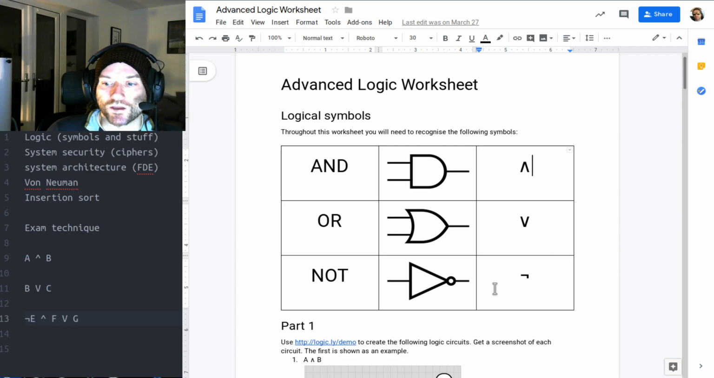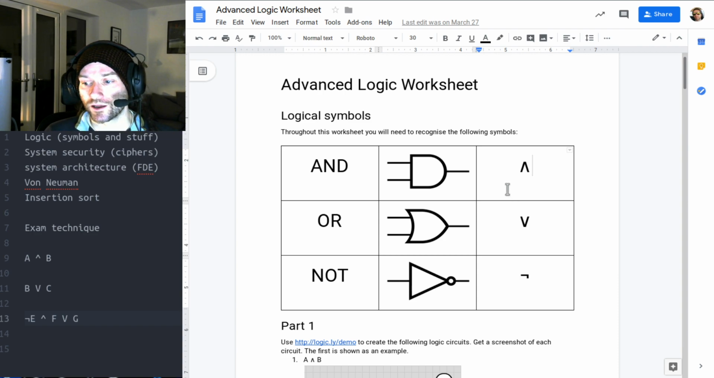Now, Joey was the one that said, can you go over the symbols? I don't know whether you want me to go over the functionality of the gates as well, or you just want me to go over this. The guy who came up with this was like a V, an upside down V, and yeah.